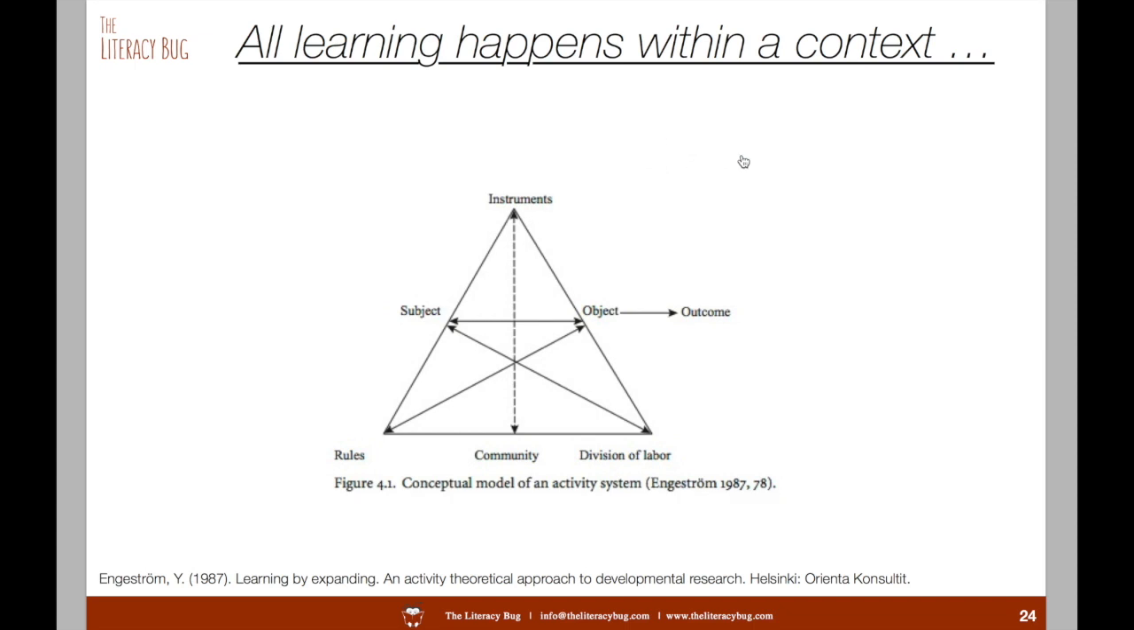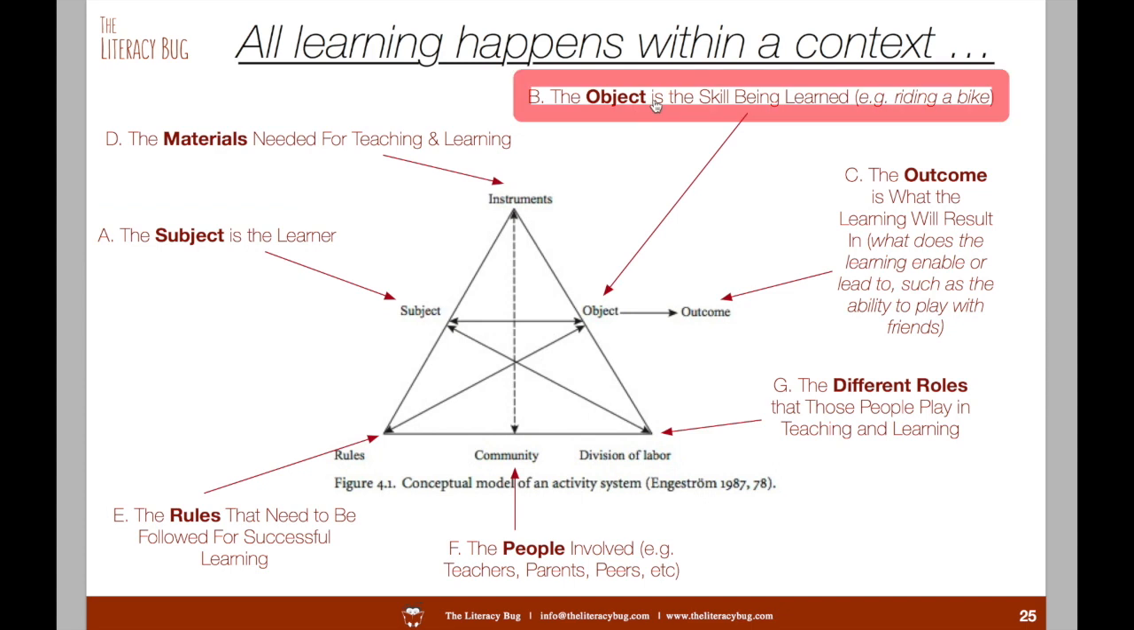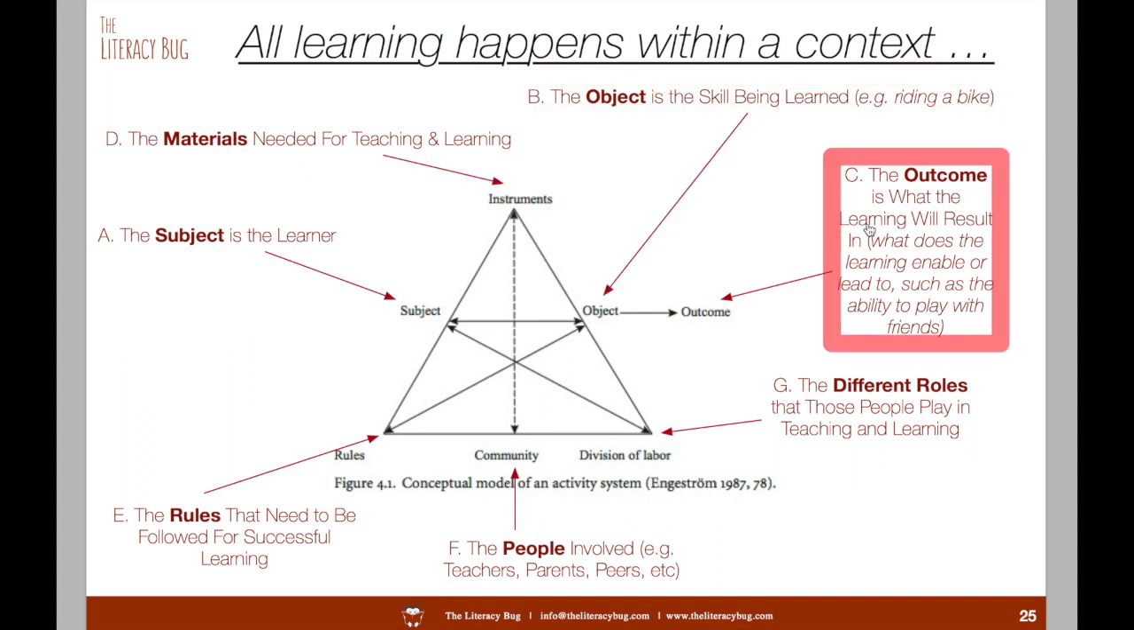But if we do one more little bit of theory, not one more, but a few little bits of theory, what we are imagining, we've got a learner. You're going to meet this learner in a second. And all learning happens within a context. And so if we look at activity theory, what we have is a subject, and that subject is the learner. Whether it's a child learning to ride a bike or learning to play phonemic awareness games or learning to read, we've got a learner. And the object is what's being learned. So riding a bike, learning to read, learning to sew.